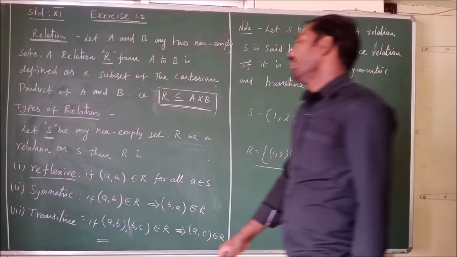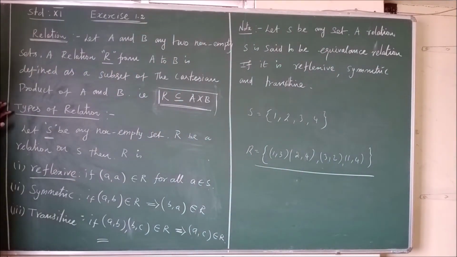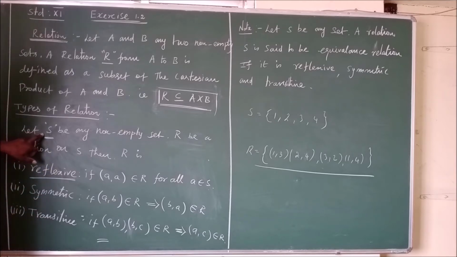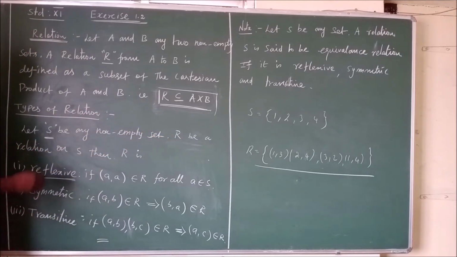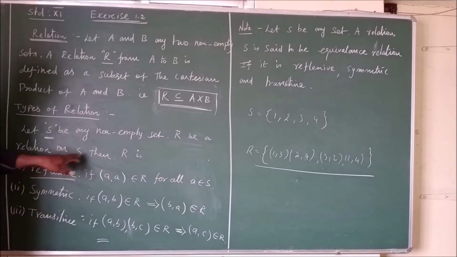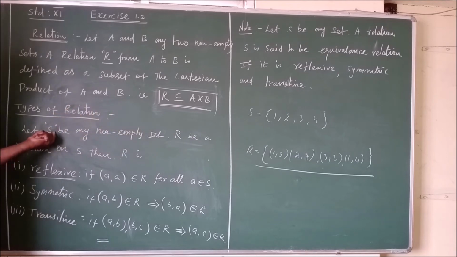After that, the types of relations. What are the types of relations? There are three types: first reflexive, second symmetric, third transitive. Let S be any non-empty set and R be a relation on S, which means that R is a subset of S cross S.